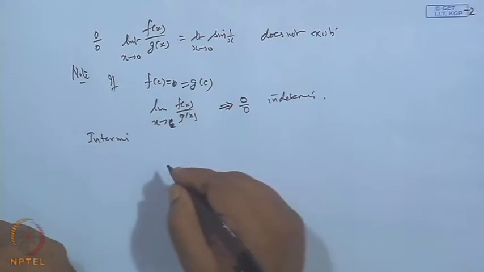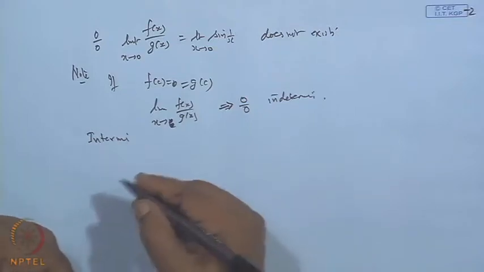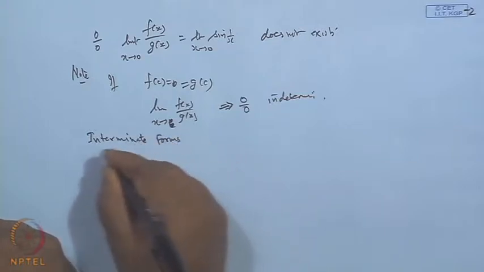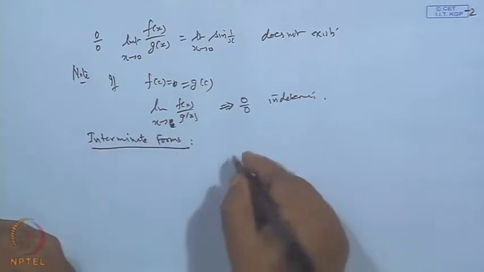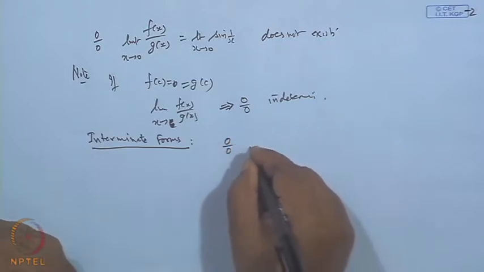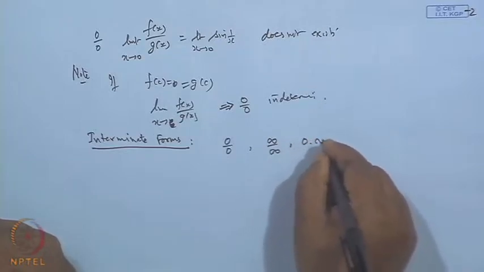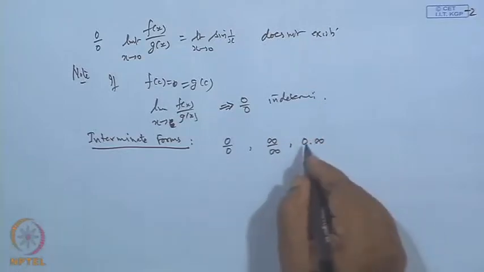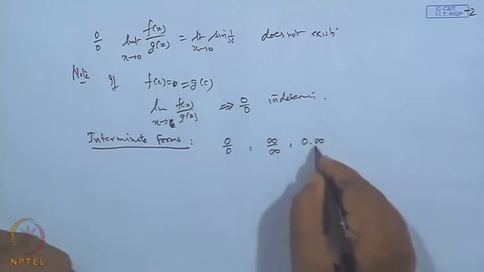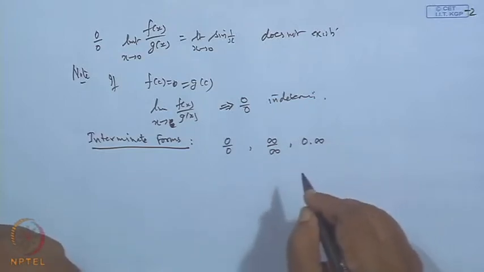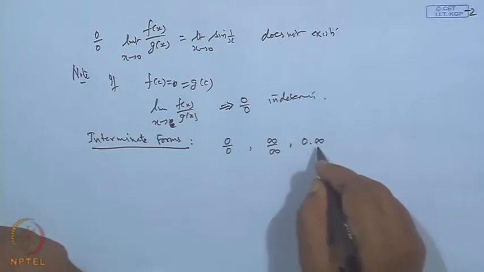Is 0 over 0 the only indeterminate form? No, there are many cases which are considered as indeterminate forms. So, let me say the indeterminate forms. The first form is 0 over 0. Infinity over infinity is also considered to be an indeterminate form. 0 into infinity: if f(x) tends to 0, g(x) tends to infinity, then the limit of f(x) into g(x) will go to 0 into infinity form.